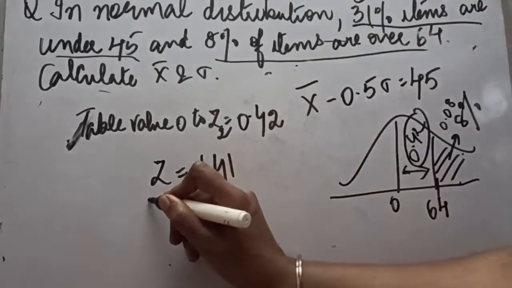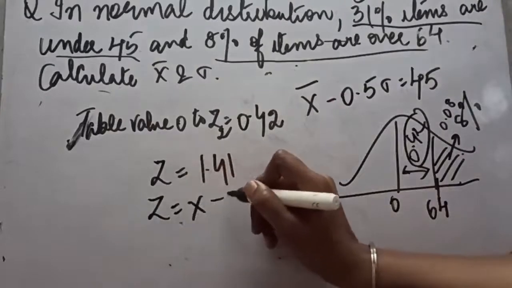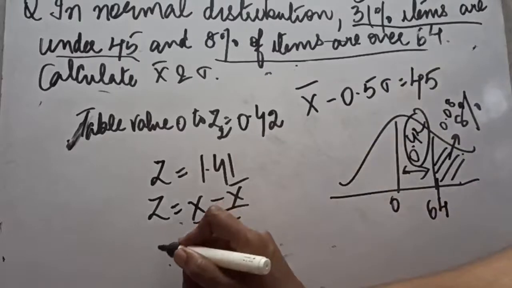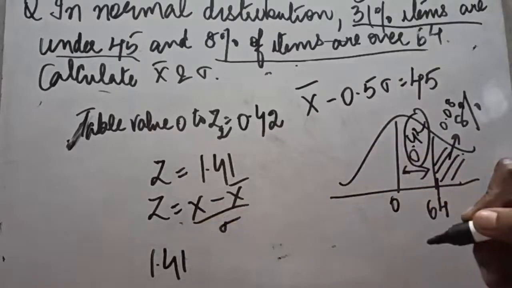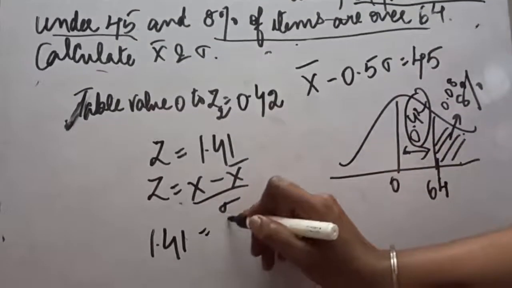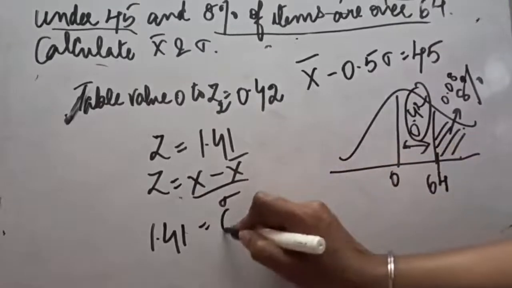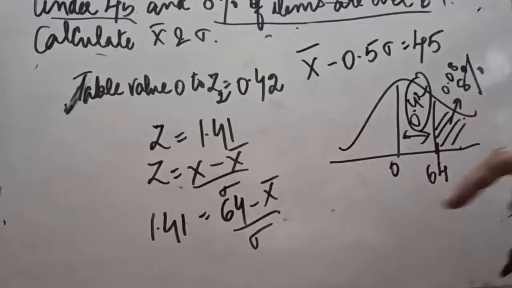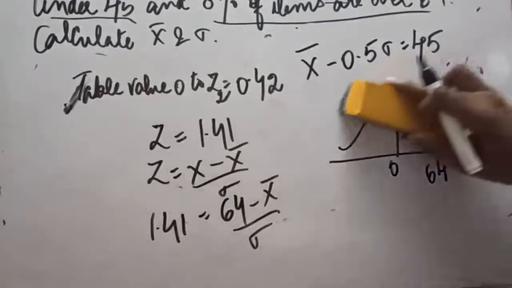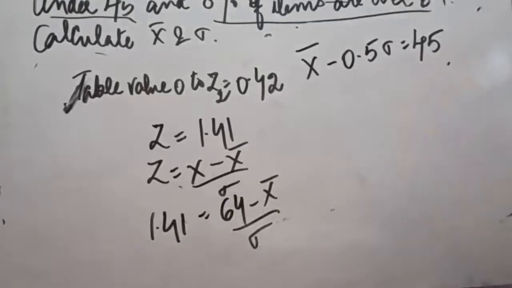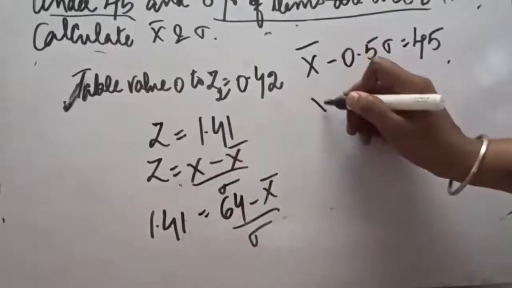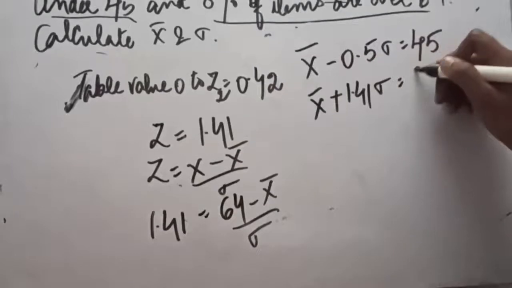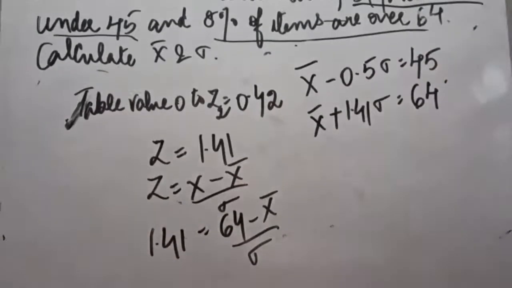So now our z is equal to x minus x mean upon standard deviation. I am applying the same formula again. So here it will be 1.41, z's value. x we have been given in the question, that is 64, and mean and standard deviation we have to find out. Now you can see from here we can find out our second equation. So what will be our second equation? It will be x mean plus 1.41 standard deviation is equal to 64.